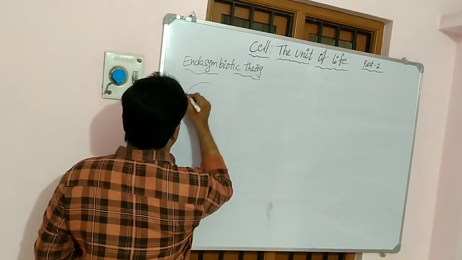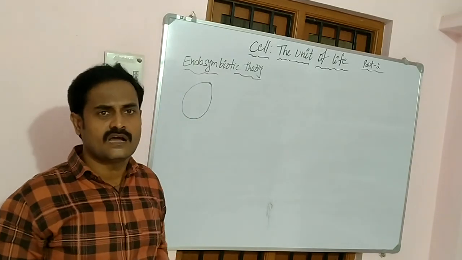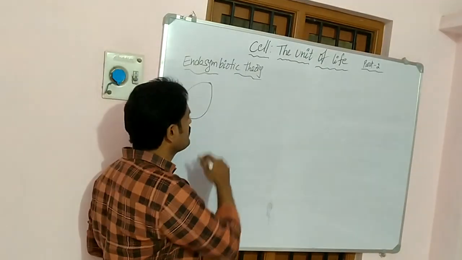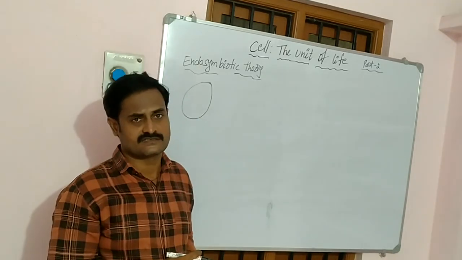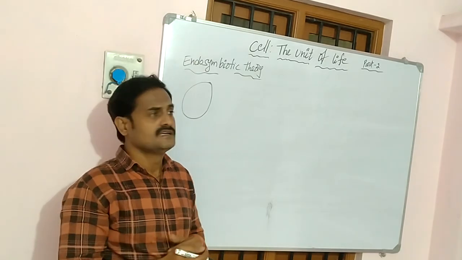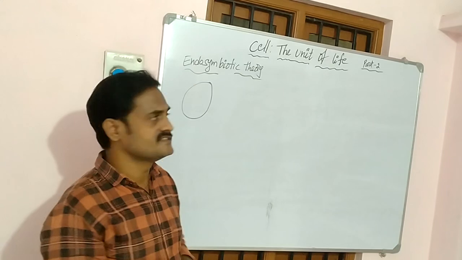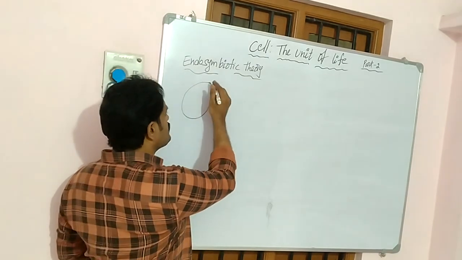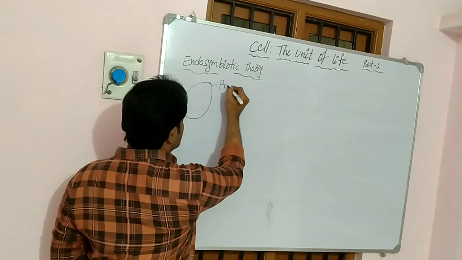So this is one prokaryotic cell or prokaryotic organism. Already you know very well what prokaryotes are. They have no proper nucleus, only a circular chromosome, and also ribosomes and RNA are present. So first, suppose this is a prokaryotic cell.